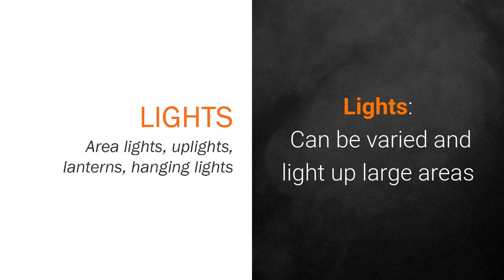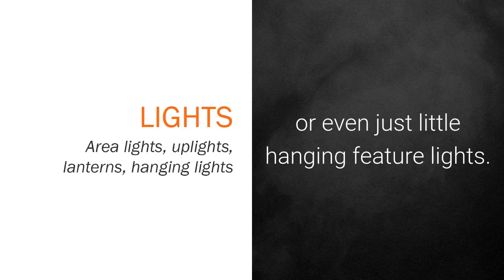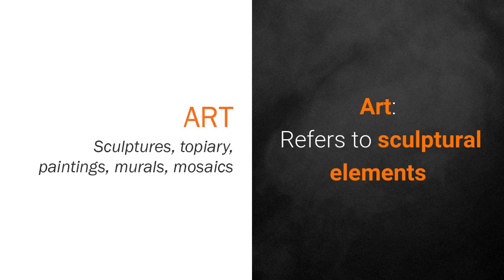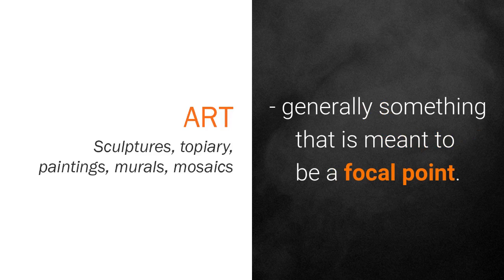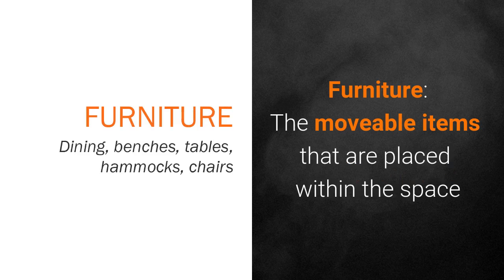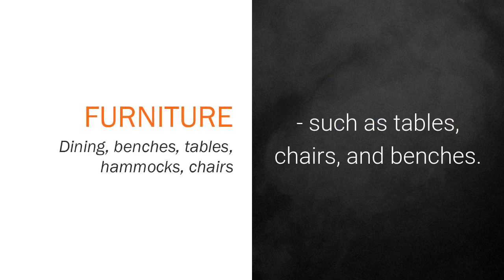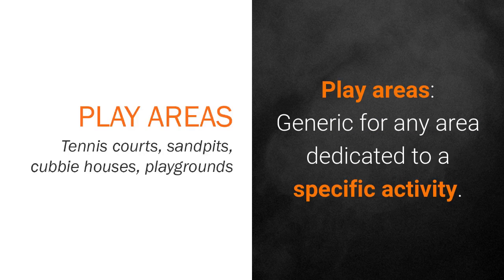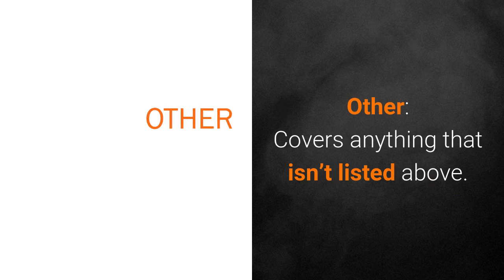Lights can be varied and light up large areas, or even just little hanging feature lights. Art refers to sculptural elements, generally something that is meant to be a focal point. Furniture, the movable items that are placed within the space, such as tables, chairs, and benches. Play areas, generic for any area dedicated to a specific activity. Other covers anything that isn't listed above.